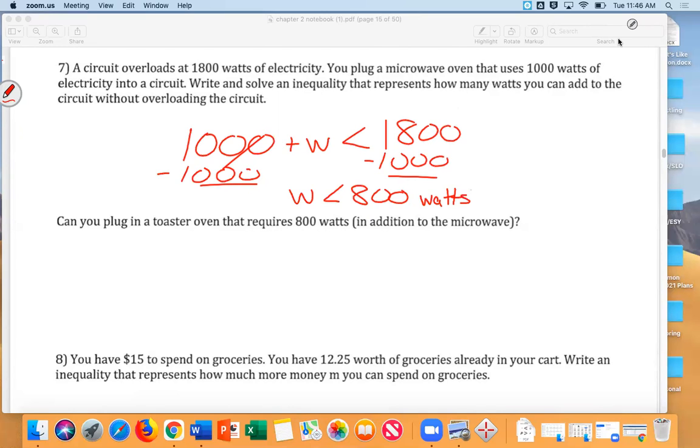Yeah, I will. So that means I cannot plug it in. So can you plug it in? No, I can't. Because once I do, I hit the 1,800 watts, and that's when the circuit breaker trips.